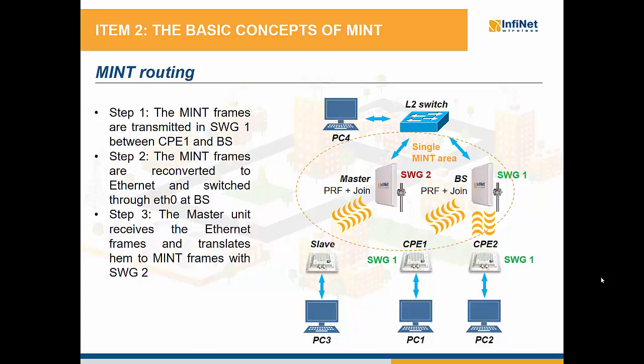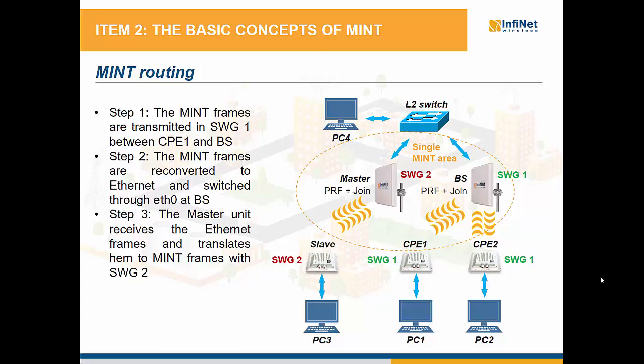Let's now see what is changing if we configure switch group 2 back on the slave unit. Well, we still have one MINT area, but PC1 and PC3 cannot communicate through our extended MINT area, as I said before. However, the path through the Ethernet interface is enabled because the slave unit now has the same switch group number as the master unit, and in this case we have a different data flow than in the situation before.